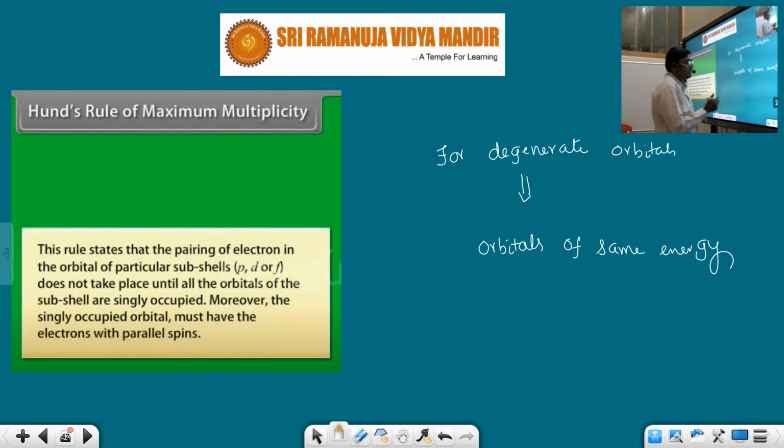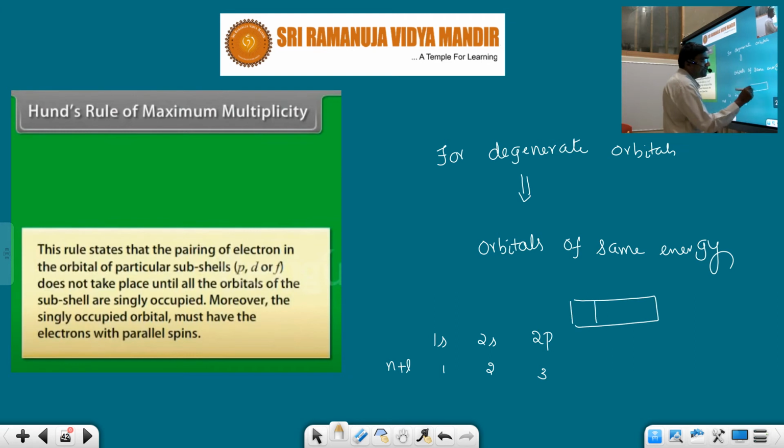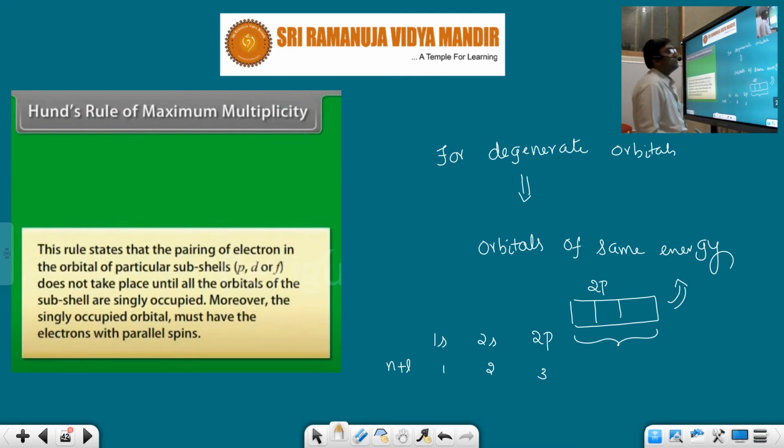Orbitals of same energy. Now listen students, for example 1s, 2s is there. If you see the n plus L values, what is the n plus L value here? N plus L value here is 1. What is the n plus L value here? 2. 2p, what is the n plus L value here? 3. So these n plus L values are not the same. That means these are not degenerate. For example, if you take the p orbital, so it is the 2p orbital. That means these three are degenerate. These three have the same energy because all are 2p only. So I hope you understood.